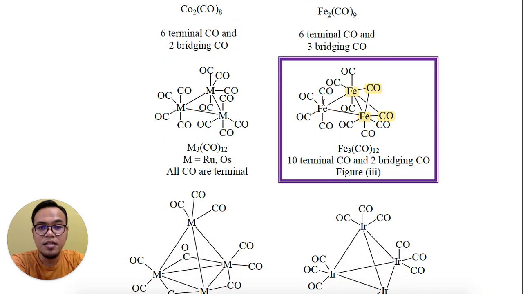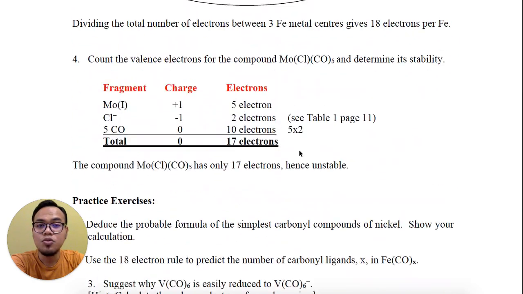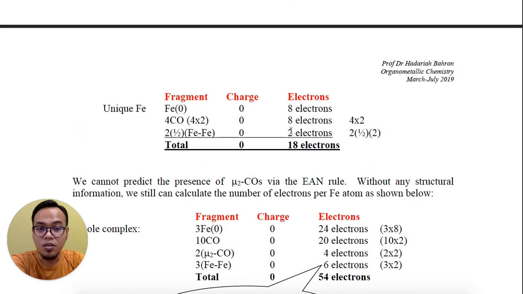So for this iron, you have 1, 2, 3, 4 carbonyls. So 4 times 2, you're going to get 8 electrons. For this iron, it has 2 metal to metal bonds. So 1 bond, 2 electrons, but for one atom, it's going to be 1 electron. But since we have 2 metal to metal bonds, it's going to be 2 electrons. So the total is going to be 18 electrons. So this complex is also considered stable.